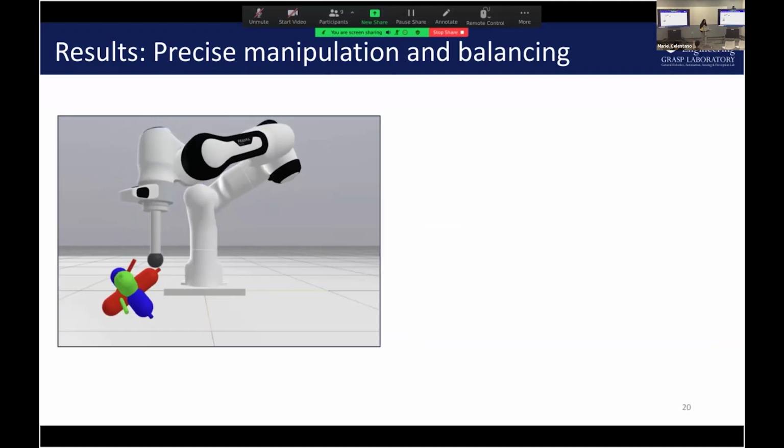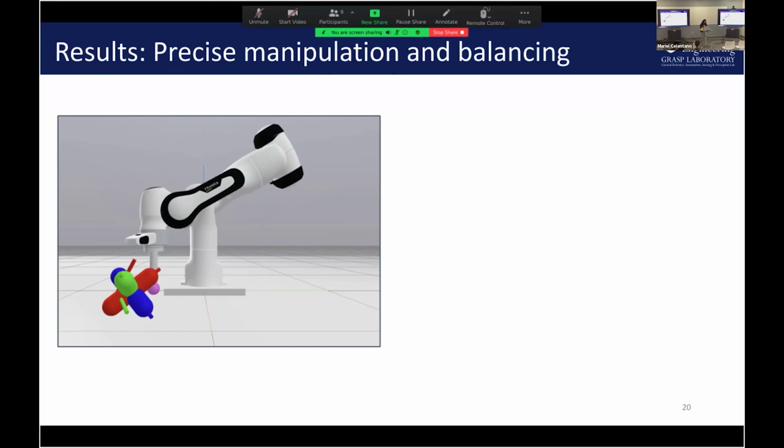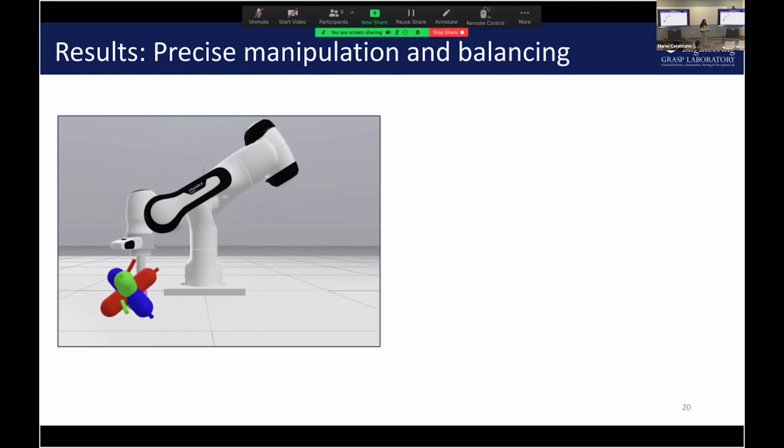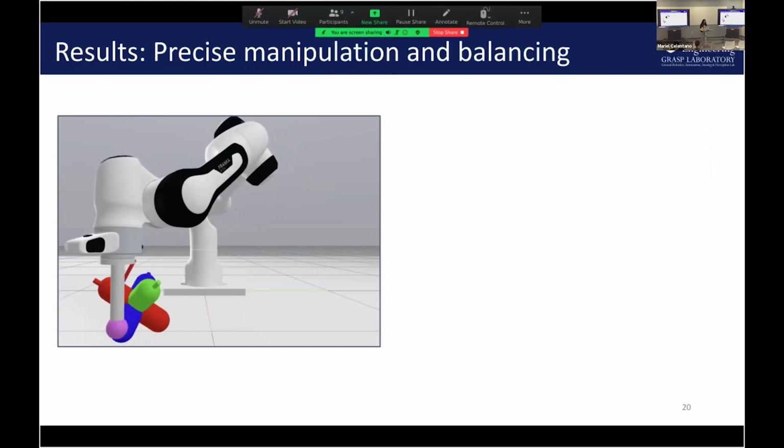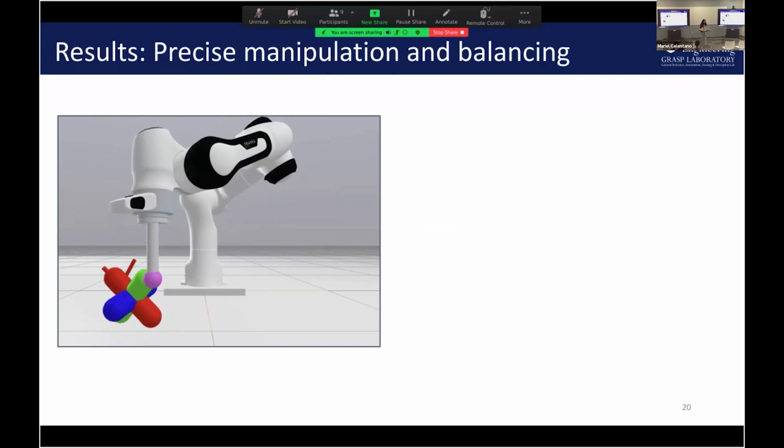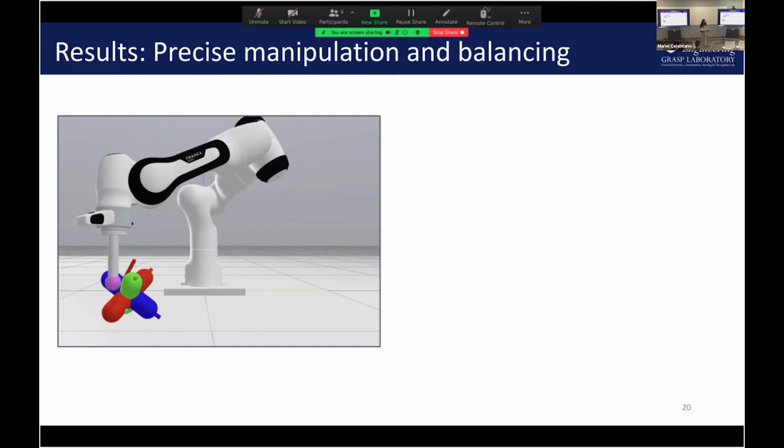Here's another example of some results. So we see that the object is very close to the goal, and now the end effector is trying really hard with these very slow, subtle motions to try and get it closer.